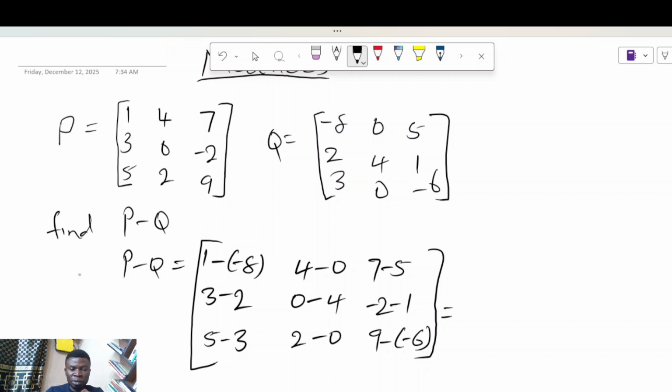Now this will give us 1 minus 8 is just the same thing as 1 plus 8, because minus multiplies minus gives you plus. So 1 plus 8 will give us 9. Let me draw this. Will give us 9 here. Now 4 minus 0 will give us 4. 7 minus 5 will give us 2.